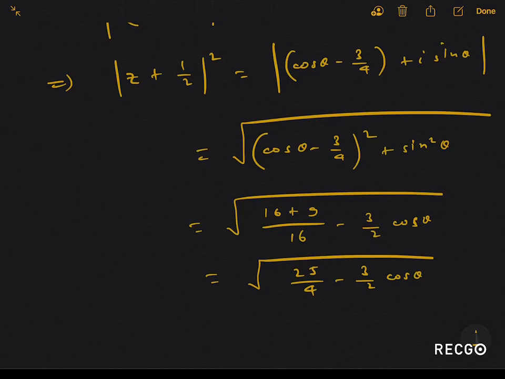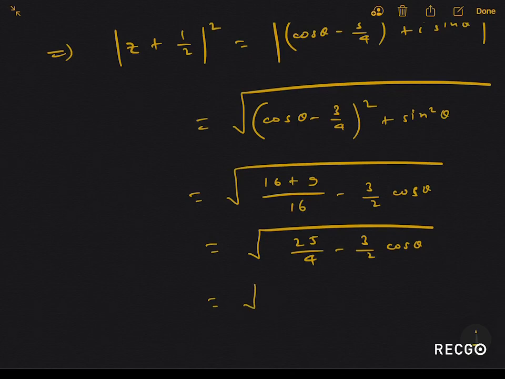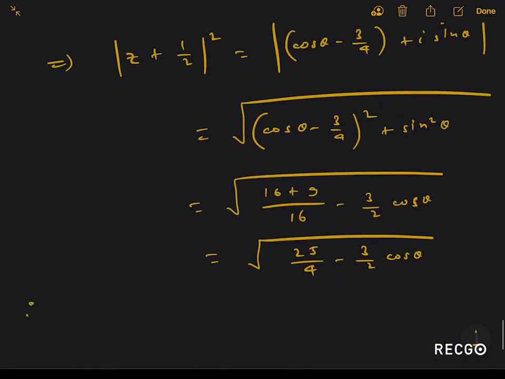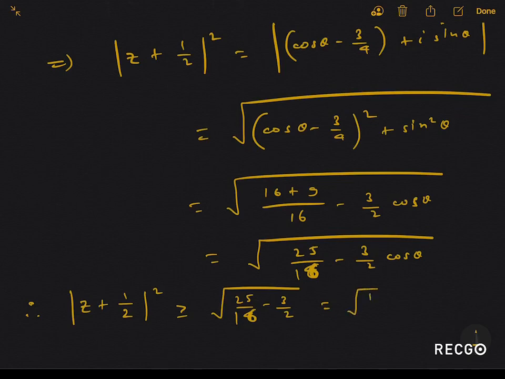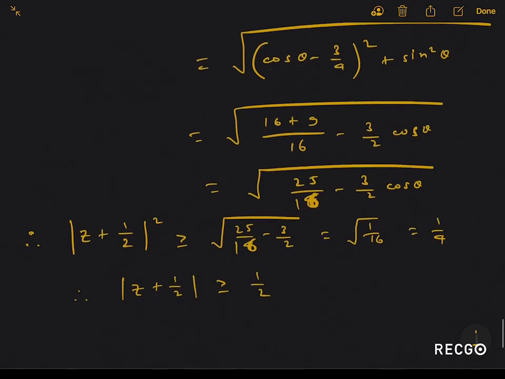Now we have to find the minimum of it. How can we find the minimum? When we subtract the maximum from a constant value, we get the minimum, right? So when 3 by 2 cos theta is maximum, overall will be minimum, and the maximum value of cos theta is plus 1. We know it, right? In that case overall value will be minimum. So mod of z plus 1 by 2 whole square shall be greater than or equal to 25 by 16 minus 3 by 2 into 1, that is 1 by 16, that is equal to 1 by 4. Therefore the minimum value of mod of z plus 1 by 2 is equal to 1 by 2, and that's all.